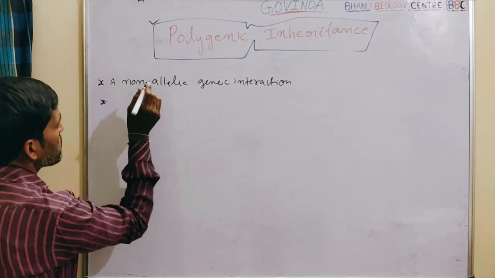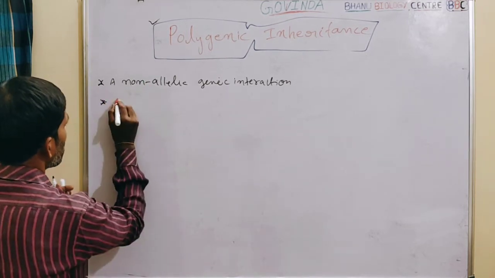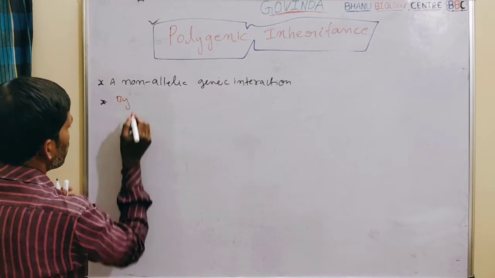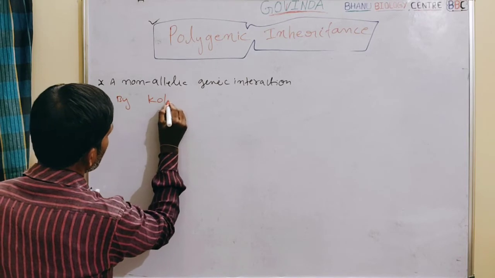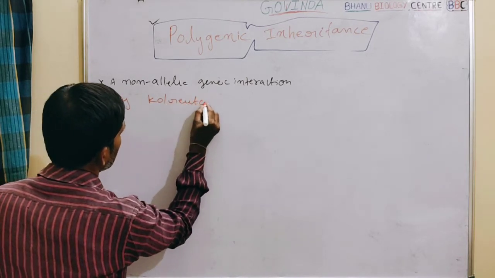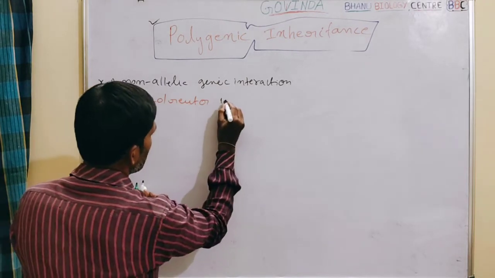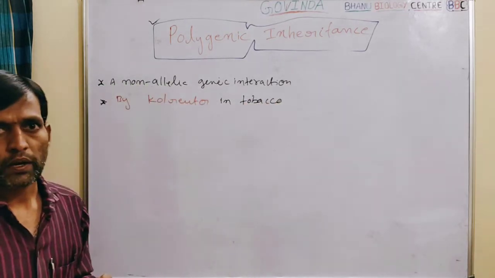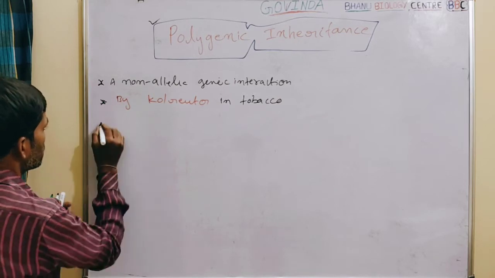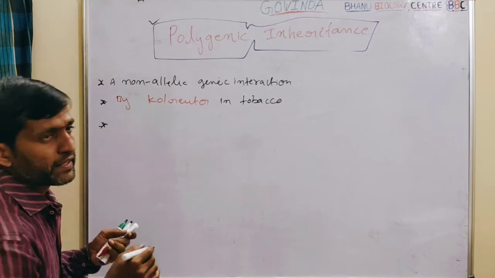Firstly, the polygenic inheritance was discovered by Carl Reuter in tobacco plant. Then what is polygenic inheritance?